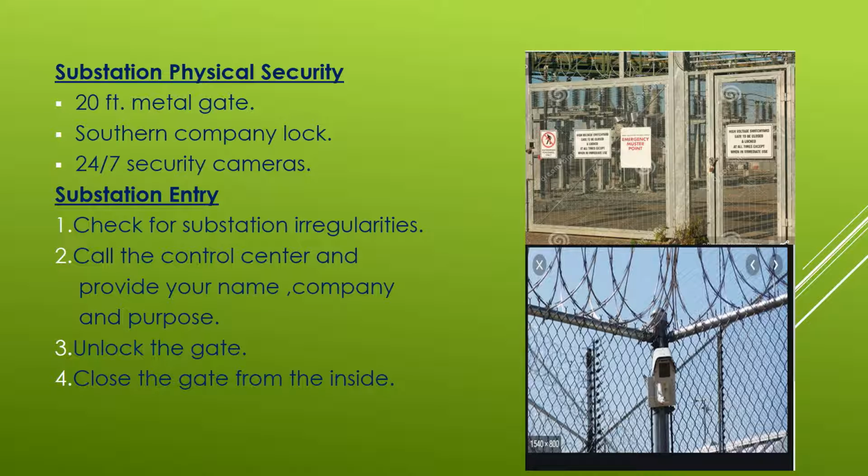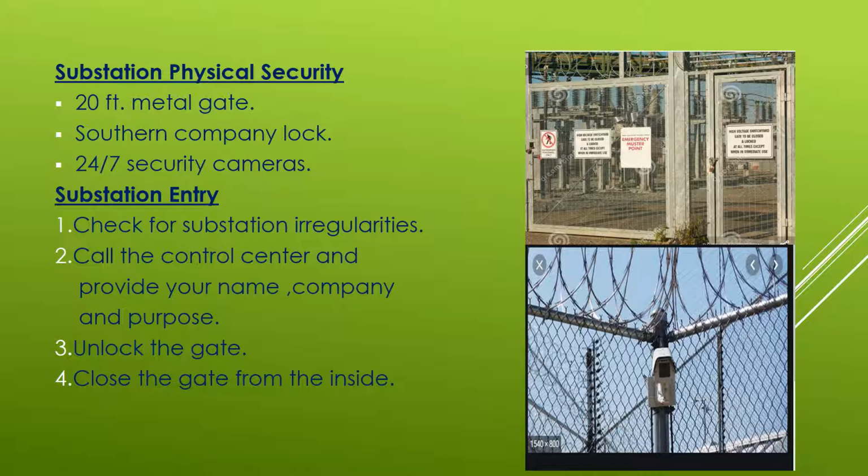switches on and off. So in order to protect a physical substation, we need a 20-foot metal gate, a Southern Company lock, a special lock that only certain people can get the key to, and a 24/7 security camera.